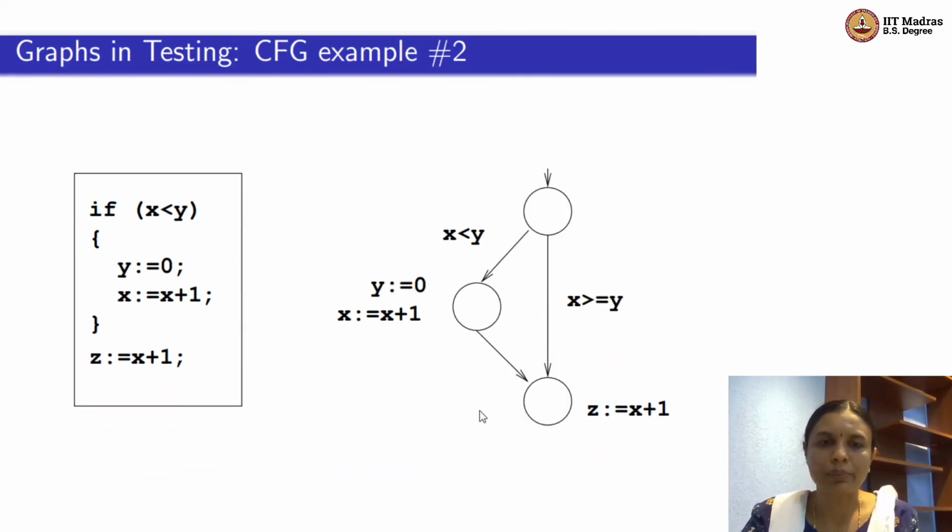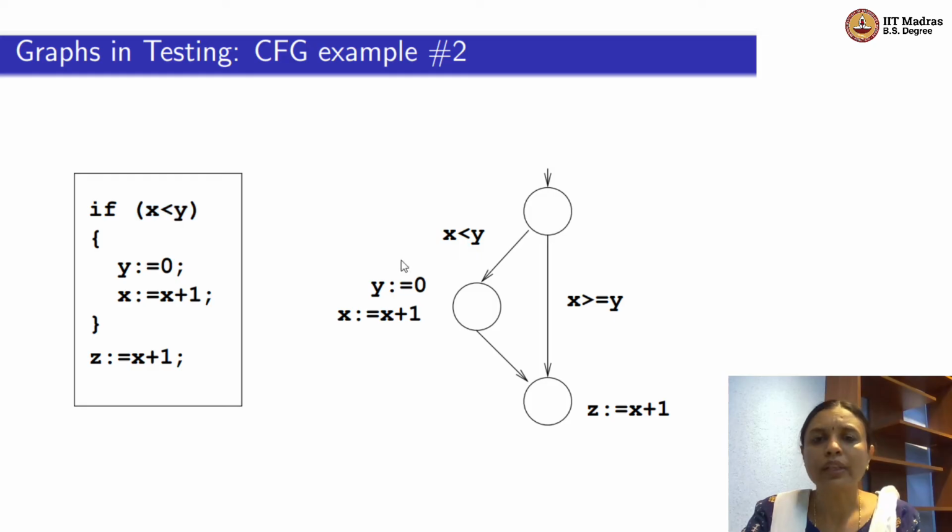Here is a second example. Suppose we had an if statement without an else part. So if x is less than y, then you do y equal to 0, x is equal to x plus 1, get out of the if and then execute the statement z is equal to x plus 1. How does the control flow graph for that look? It will look like this graph on the right. So there is an entry point. There is only one part of the if statement which checks if x is less than y, this condition here, which corresponds to this condition here.